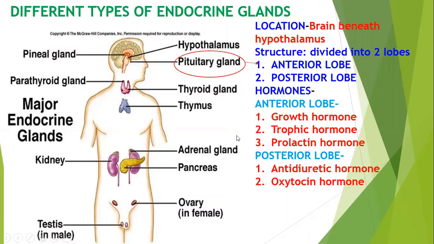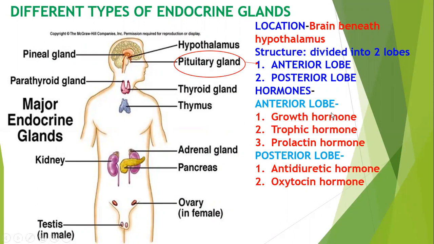The second gland is called the pituitary gland, and this is located in the brain beneath the hypothalamus. This pituitary gland is divided into two lobes, that is the anterior lobe and the posterior lobe.